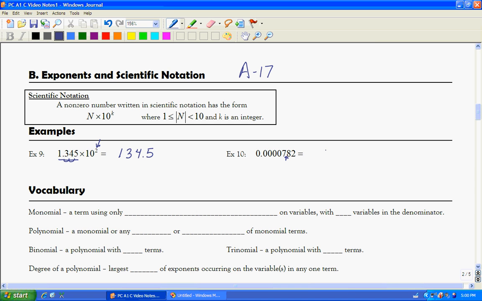So we have a 7.82 times 10. Well, how many places did our decimal need to move? Well, if we count that out, that's 5 spaces. So our exponent is going to be a negative 5.